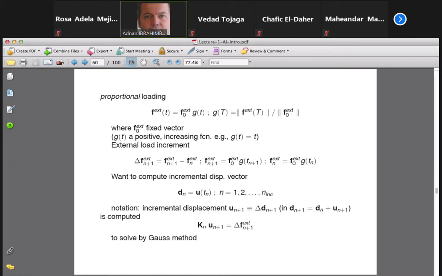Then I have another incremental displacement taking me from 1 to 2. I take the previous value at time T1, I add this incremental displacement, I go to displacement D2, and so on and so forth.